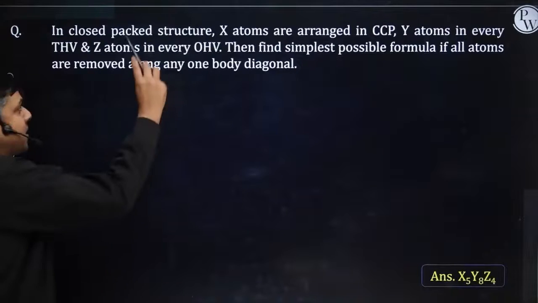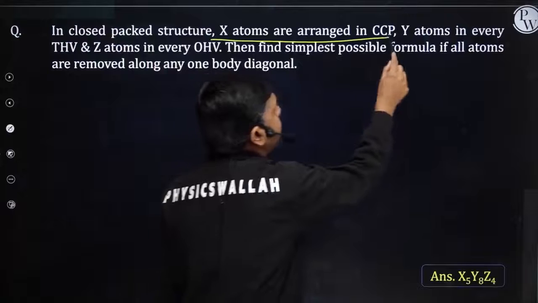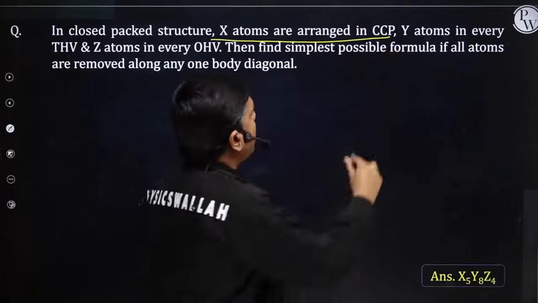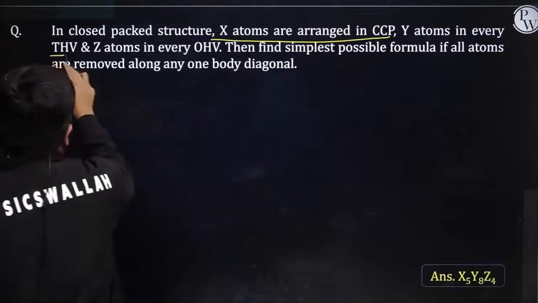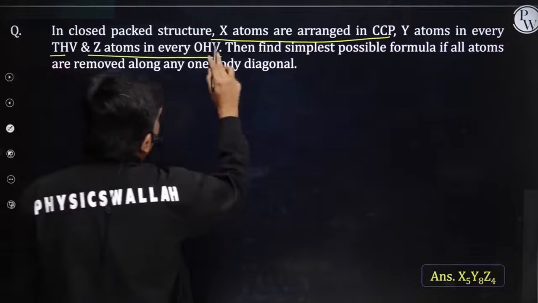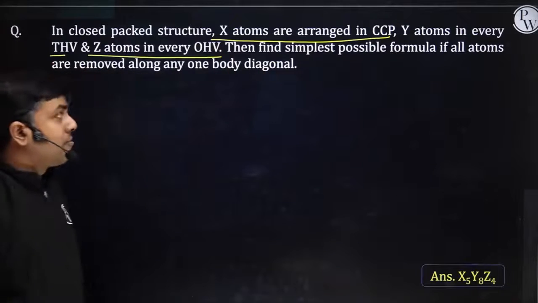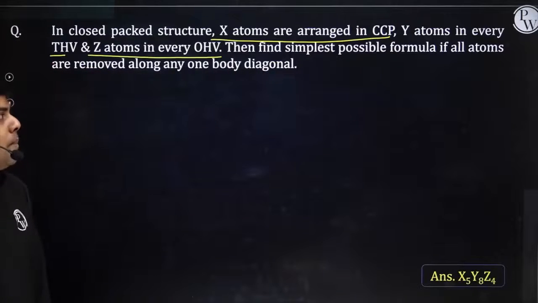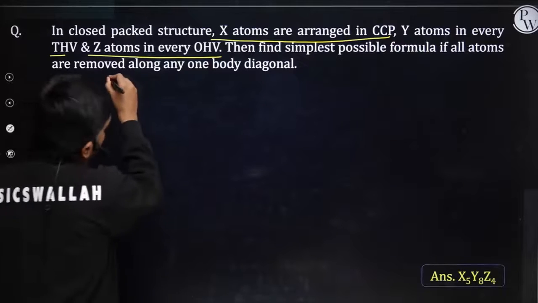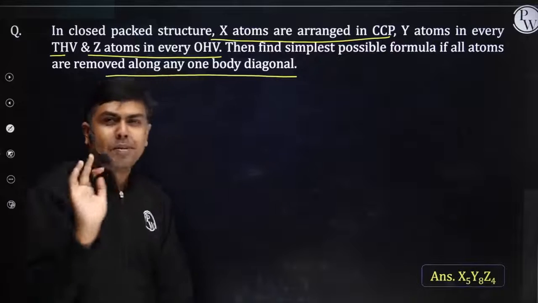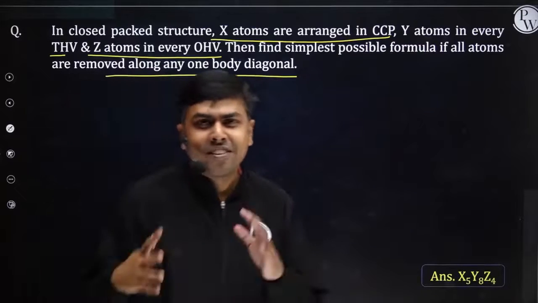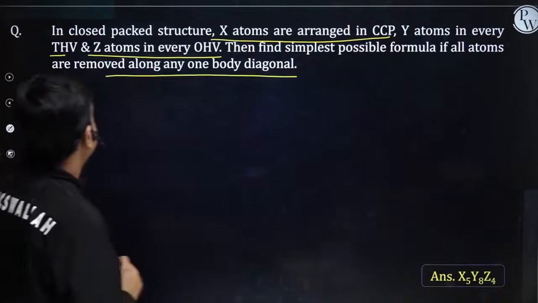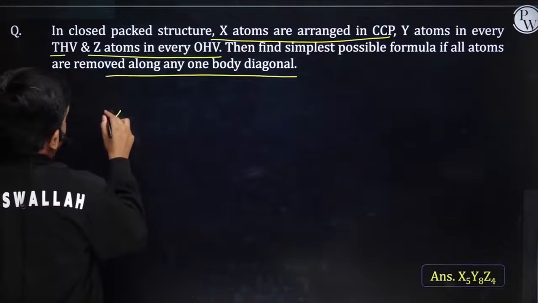In a closed packed structure, X atoms are arranged in CCP, Y atoms occupy every tetrahedral void and Z atoms occupy every octahedral void. Then find the simplest possible formula if all the atoms are removed along any body diagonal. Perfect. One of the best questions, right? Let's discuss it. X atoms are arranged in CCP.